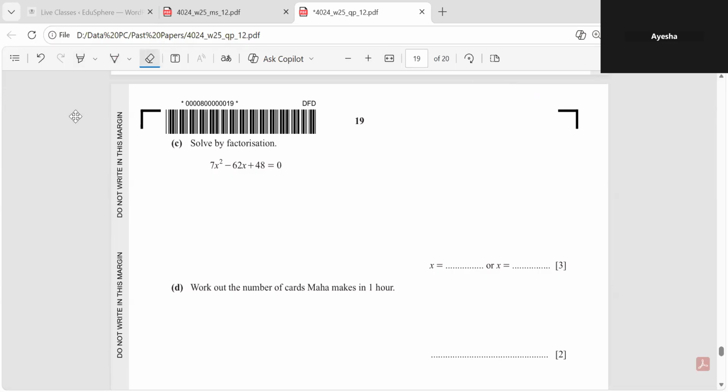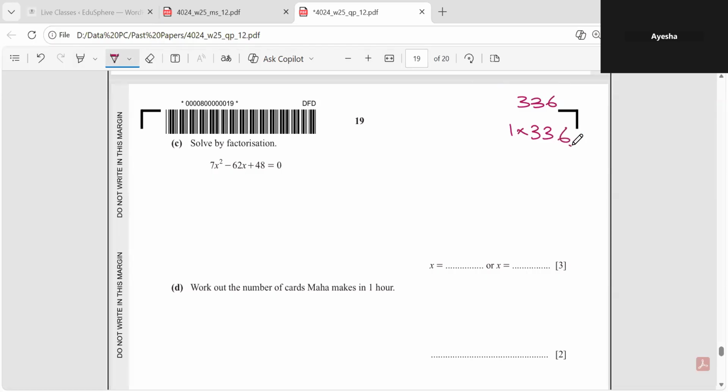Now for this 336, we have to find out the factors. 1 times 336. If we look at 2 times, we have a lot of factors for this one, of course, 336 times 2. So let's divide 336 by 2. 2 1s are 2, 2 6s are 12, and 2 8s are 16. So it's 168.